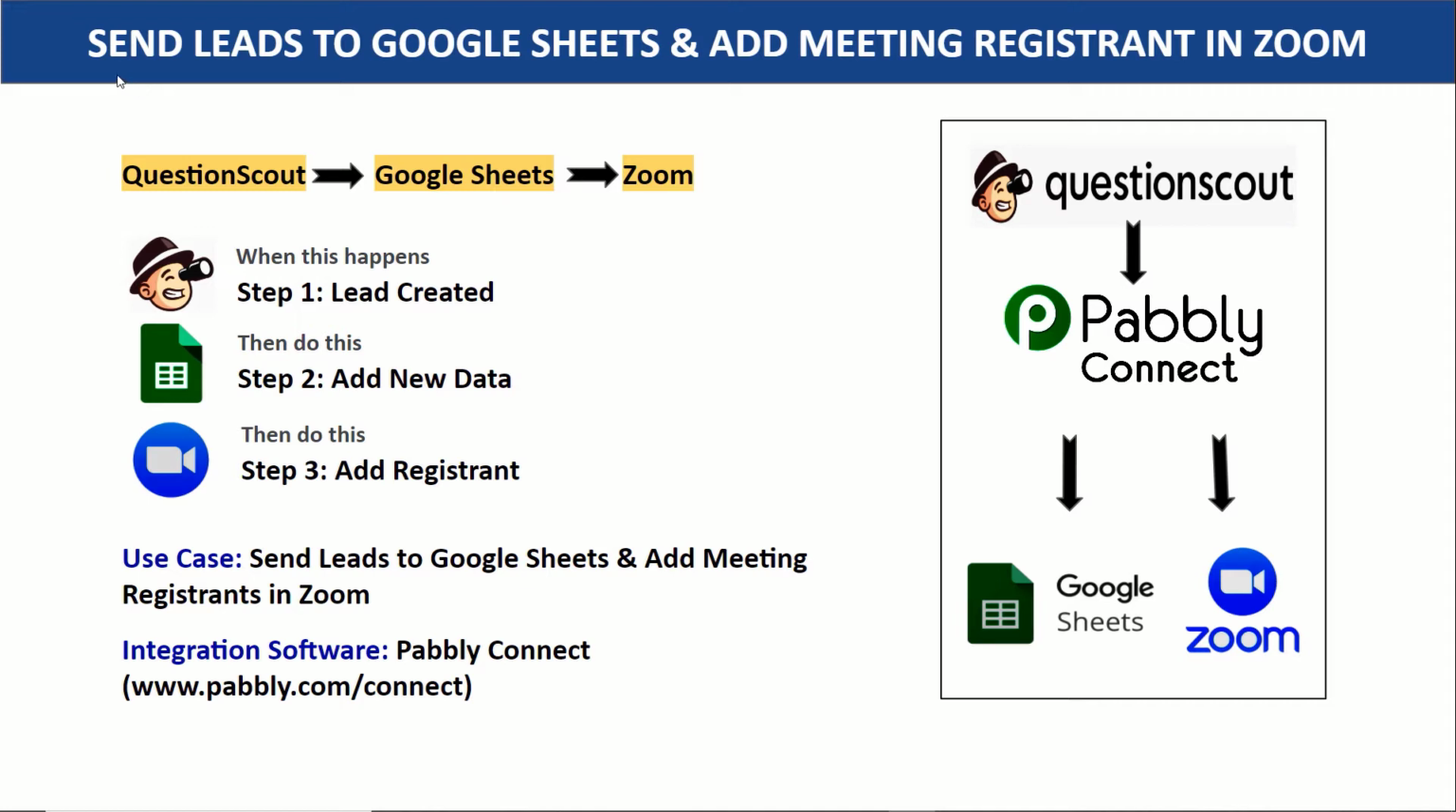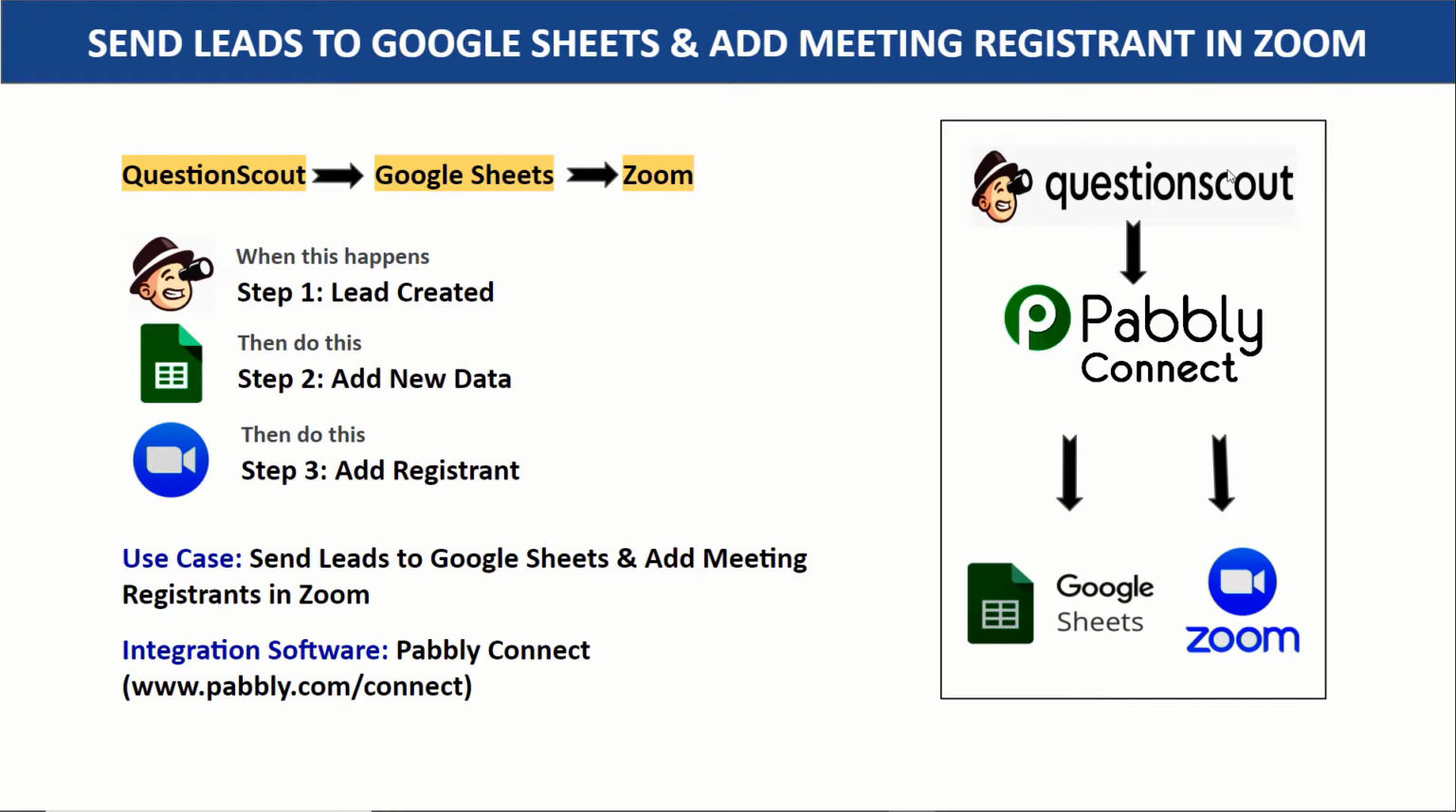Hello everyone. In this video we will learn how to send leads to Google Sheets and add meeting registrants in Zoom. Imagine you have generated a new lead called John from Question Scout, with John's name, email address, phone number and all those details. Now you want to add John's details in Google Sheets and also add him as a registrant for a Zoom meeting.